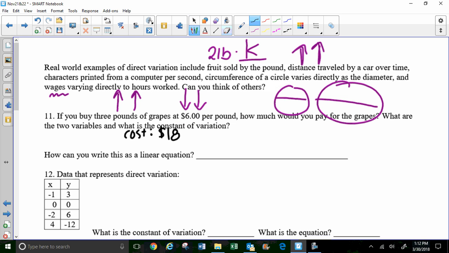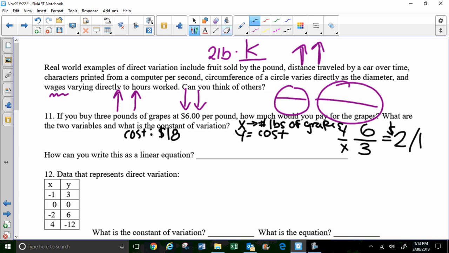So again, that would cost $18. So what's the constant? And what are the two variables? Well, I would say one of the variables is the number of pounds of grapes. And then the other, the dependent variable, would be the cost. So then what's the constant? Well, the constant is how much are the grapes per pound? If you spent $6 for 3, how much was it for each one? We're going to divide y over x, which is our formula, and we're going to get that the grapes are $2 per pound.